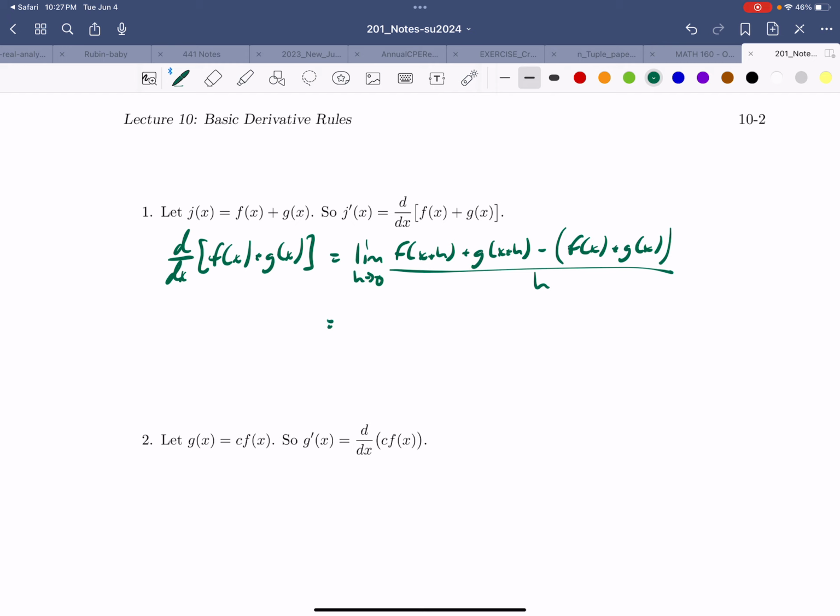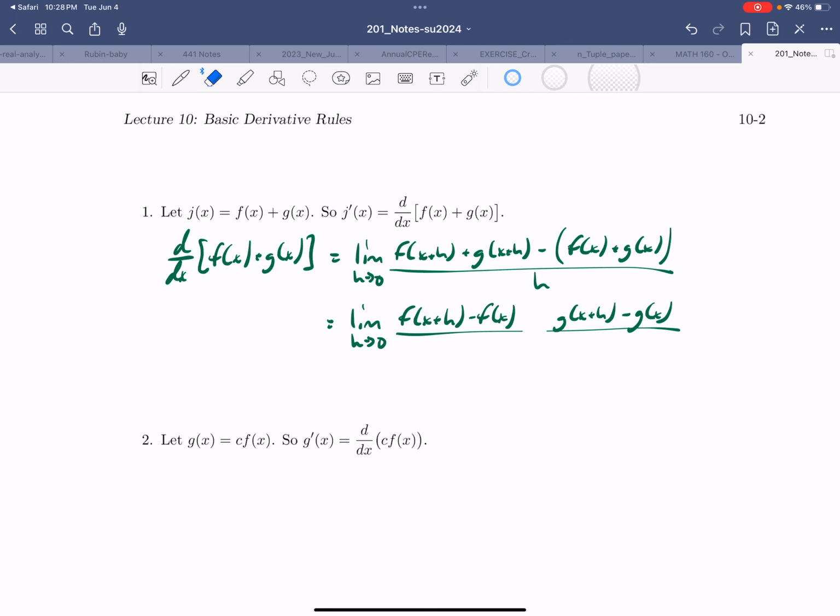Now, we can regroup this a little bit. We can write this as the limit as h approaches 0 of f of x plus h minus f of x plus g of x plus h minus g of x, and then all over h. But really, we could split this fraction. This can be over h, this can be over h, and we're just adding the two fractions.